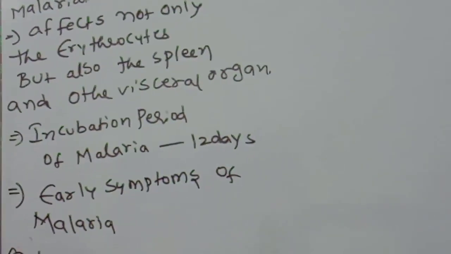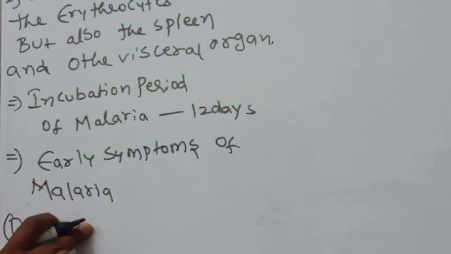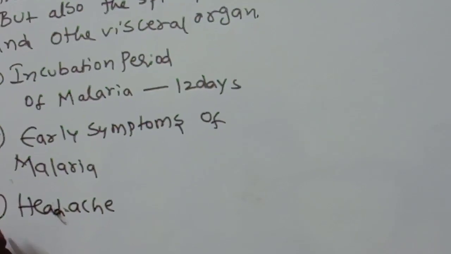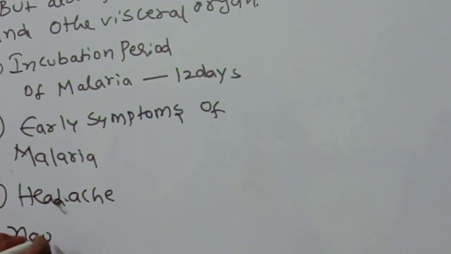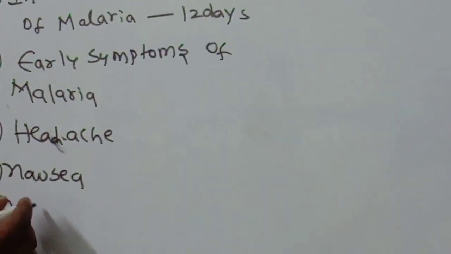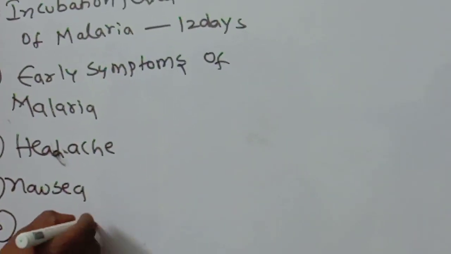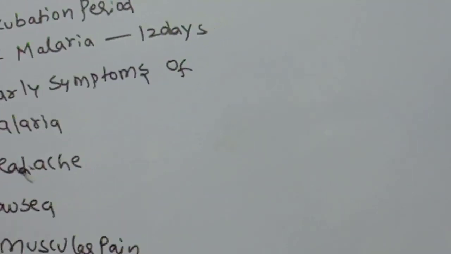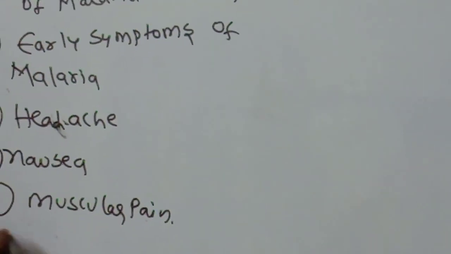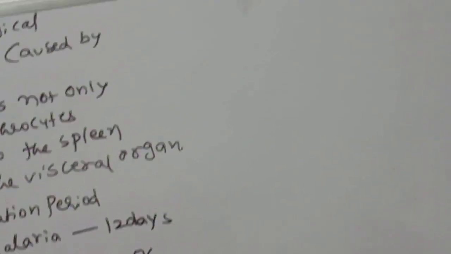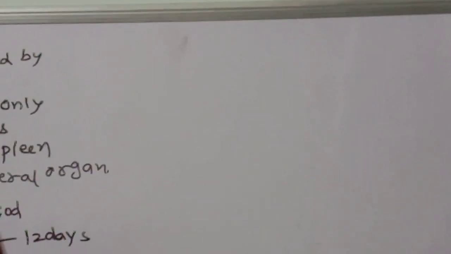Number 1, headache. This point you should remember. Headache, nausea. Number 3, muscular pain. And the classic symptoms like this, these all are early symptoms. Next, the classic symptoms we are going to discuss. The classic symptoms of malaria.